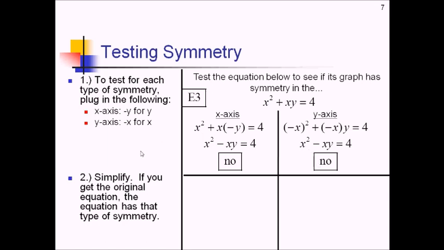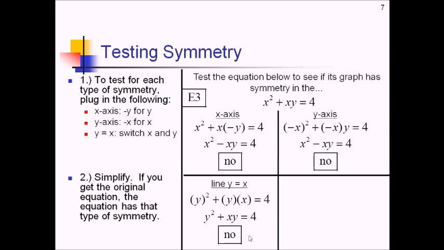To test for line y equals x symmetry, since x comma y and y comma x are both on the graph if it has this kind of symmetry, you're going to switch x and y. Wherever you see an x in the original, you put a y there instead, and vice versa. So this is going to get rewritten as y squared plus y times x equals 4. Now this yx, we're just going to write that as xy. We always put it in alphabetical order. So this term actually stays the same. However, this is y squared instead of x squared, and there's no way around that. This does not have y equals x symmetry.